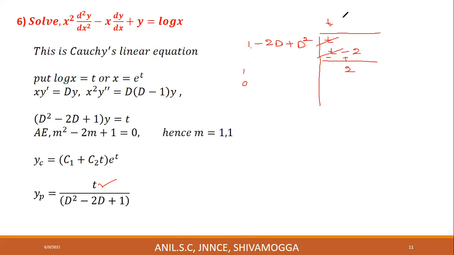What will be the next term of the quotient? 2. 1 into 2 is 2. Derivative and double derivative of 2 are equal to 0. And 2 minus 2 is 0. Therefore, yp is equal to t plus 2.